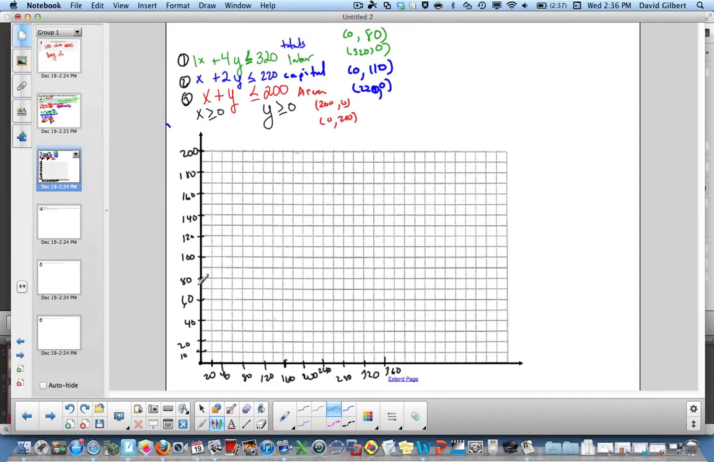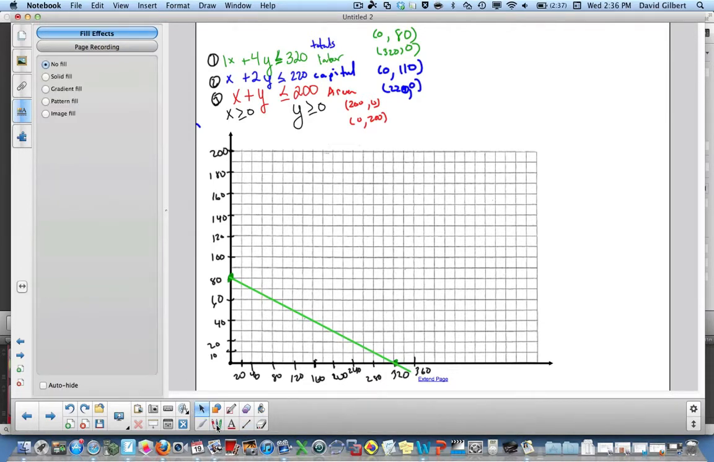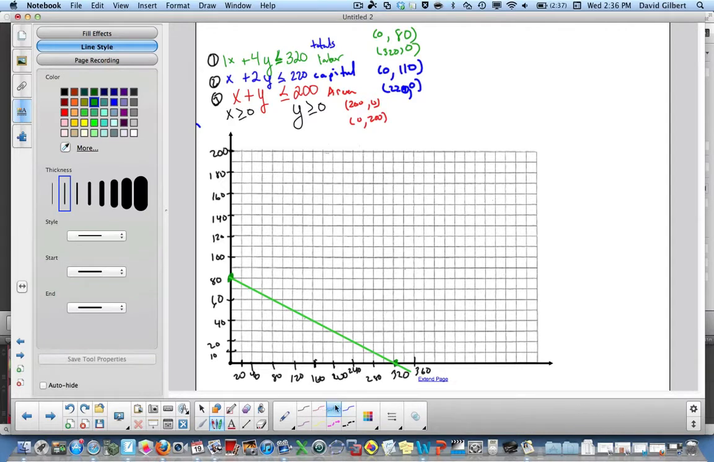Alright, so I chose a scale of 10 on my y-axis. My first intercept is 0, 80, and 320, 0. So now I draw that line. I can't assume necessarily that these lines are going to meet where I want them to, so we'll have to check that after. The next line would be the labor, or the capital rather.